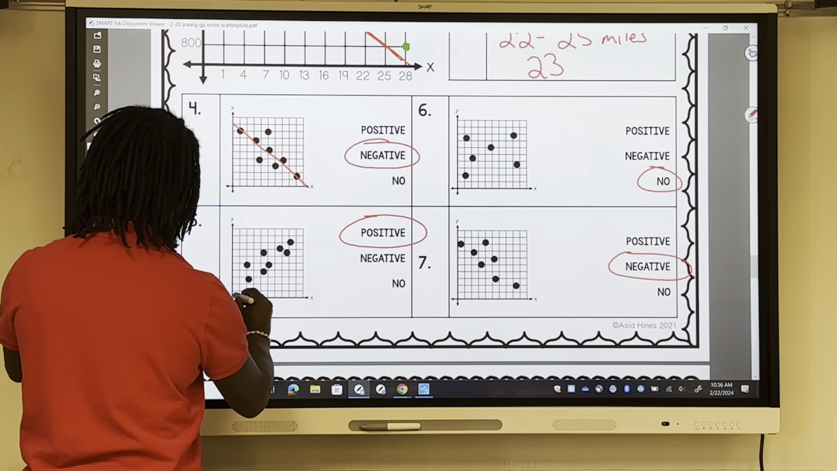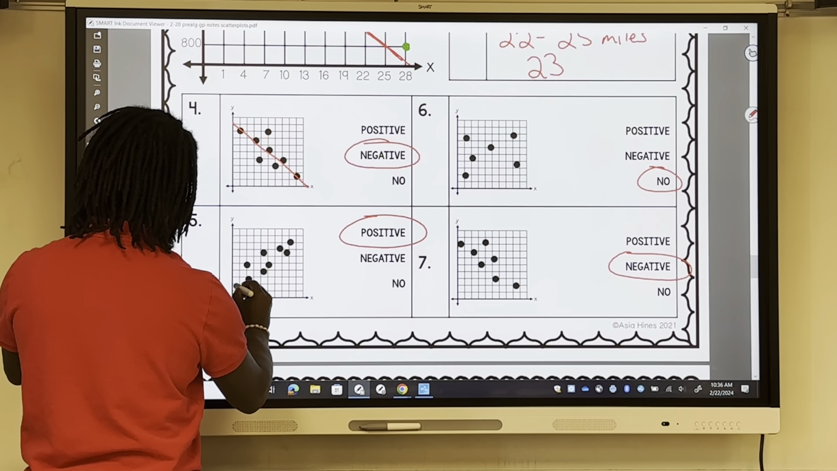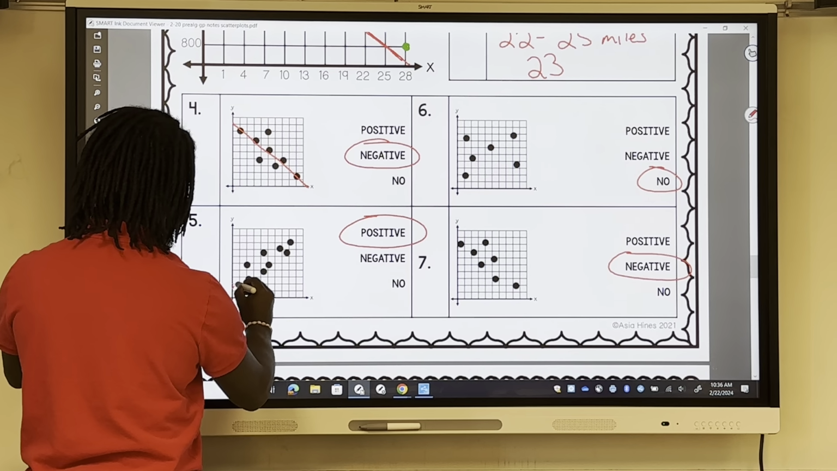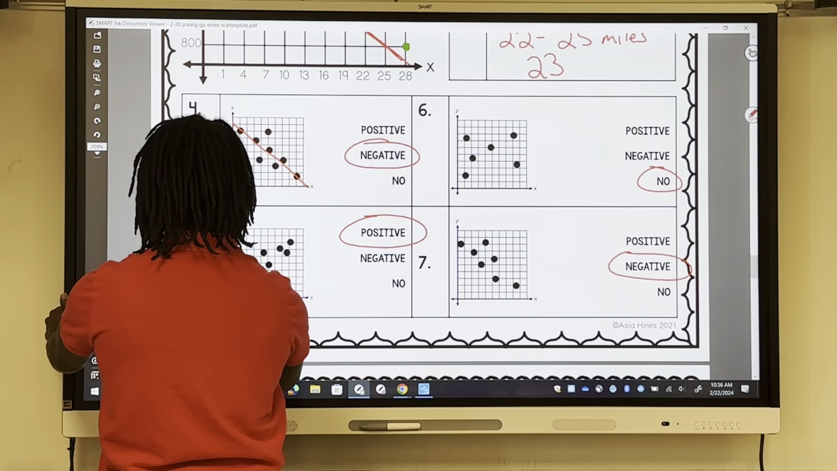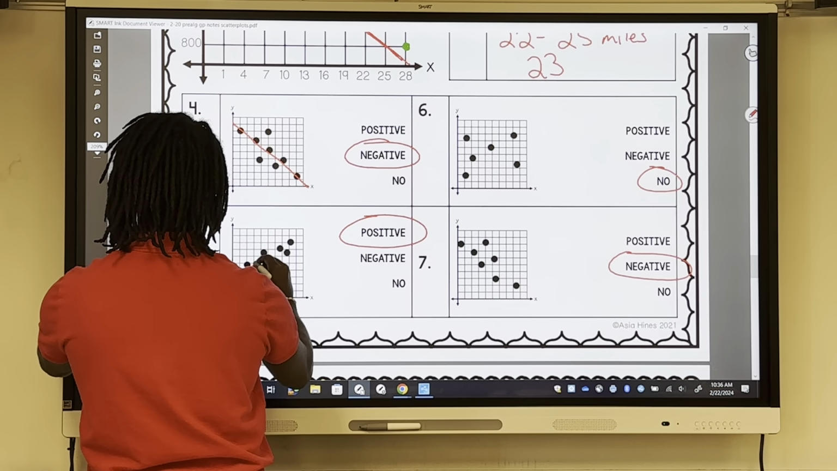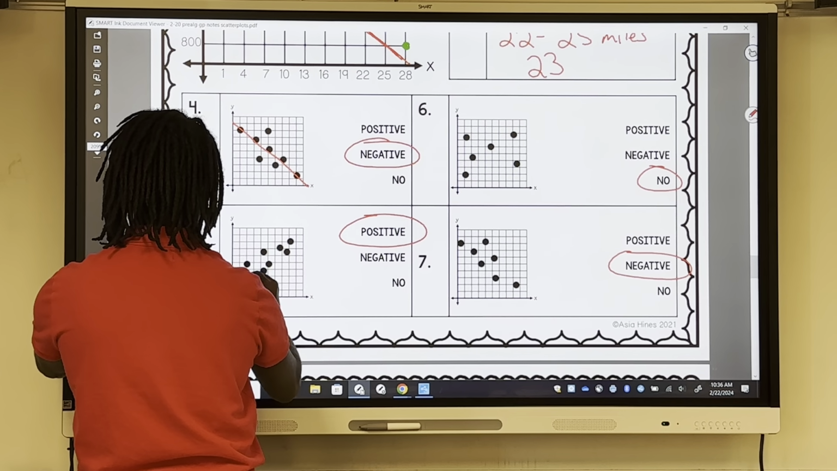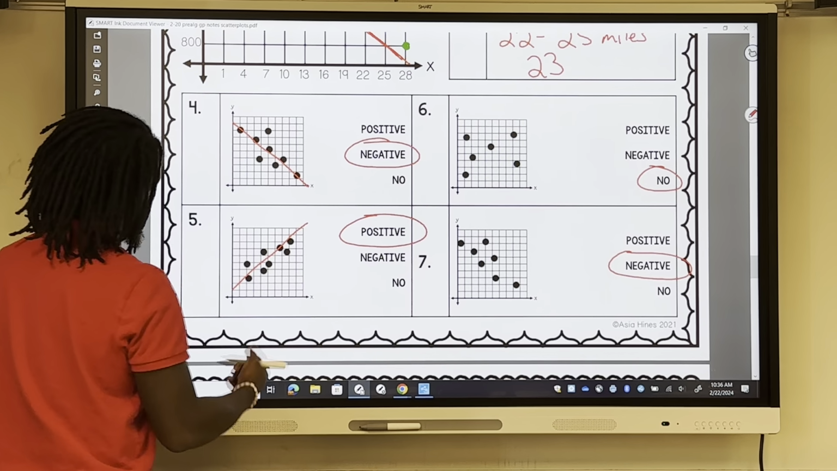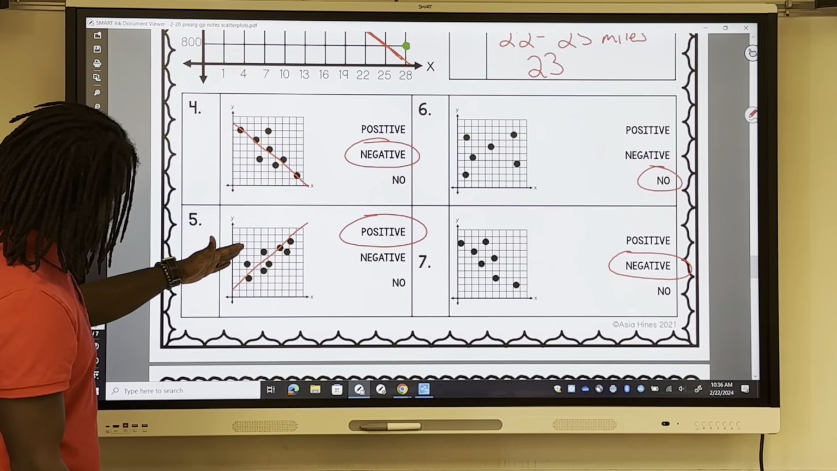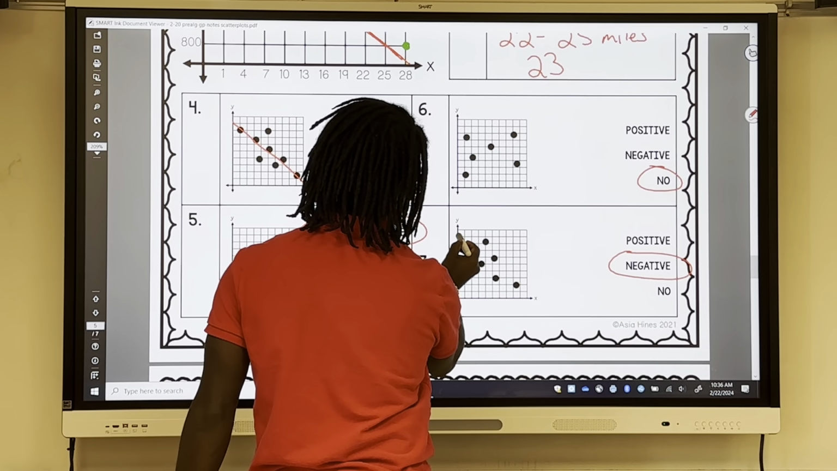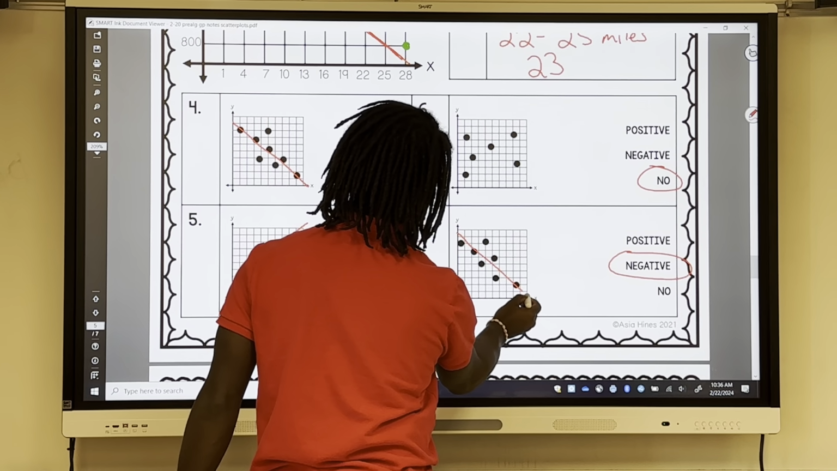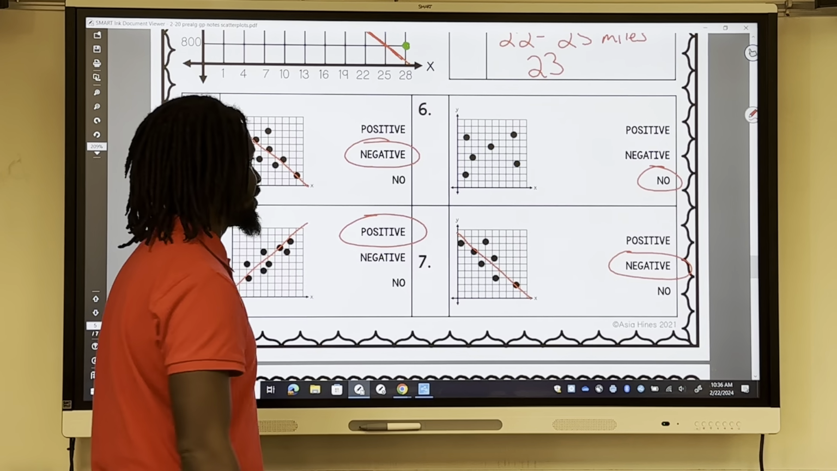For this one, all right, we are going. Actually, let me do that again. Oh, come on now. Talk to me nice. All right, that's about it, right? About in the middle, couple above it, couple below it, line of best fit.